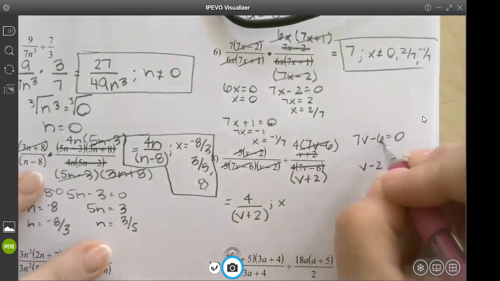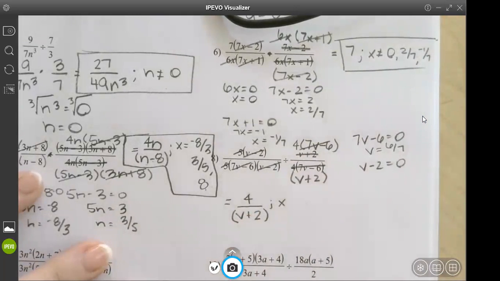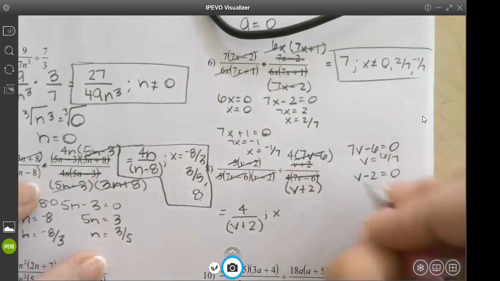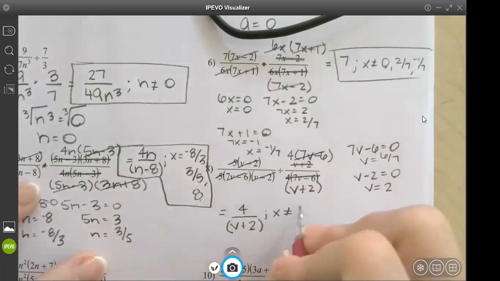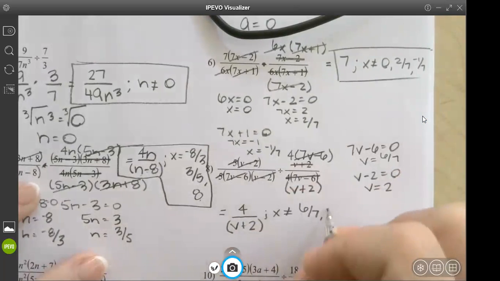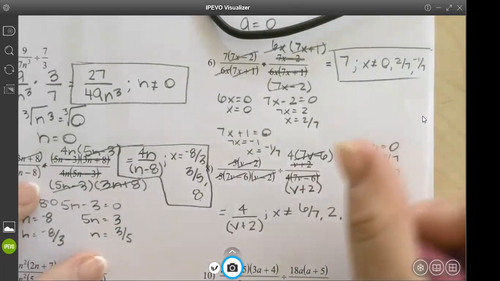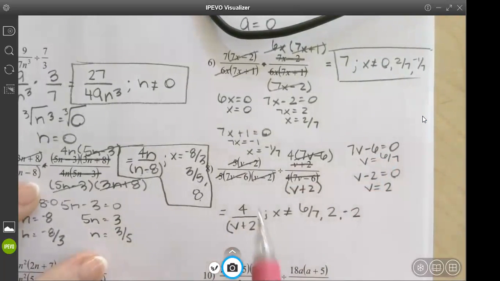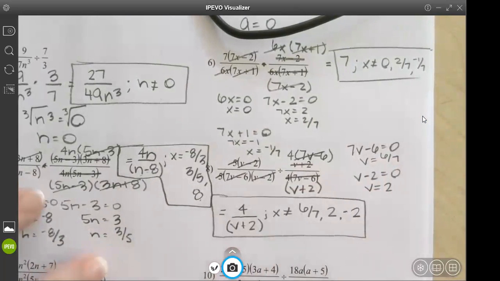So on this one, we're going to add 6 and divide by 7. On the second one, we're going to add 2. So we have points of discontinuity at 6/7 and 2. Those are holes. I left a v plus 2 on the bottom. That means I have a vertical asymptote at negative 2. Okay. So don't forget those. Holes when you cross them out, vertical asymptote when you leave it.